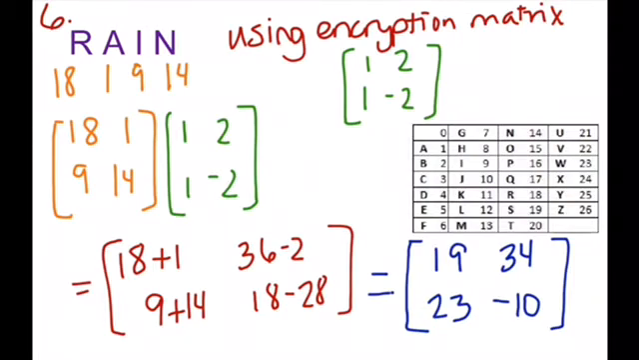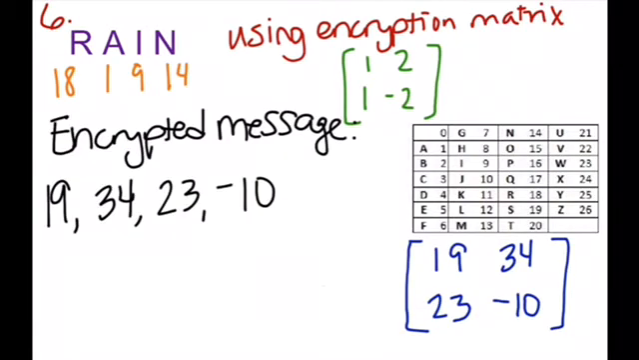And so I would write that as a stream of data. My encrypted message would look like this. So you just write it as a list of numbers separated by commas. And so that would be my encrypted message. So if I sent that to you and you had the code, you had the encryption matrix, then you would be able to know what I said.